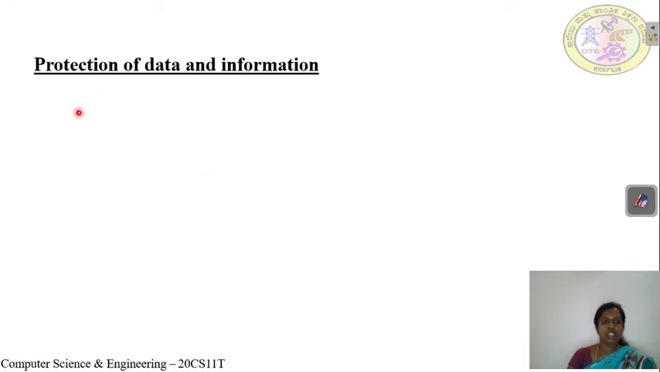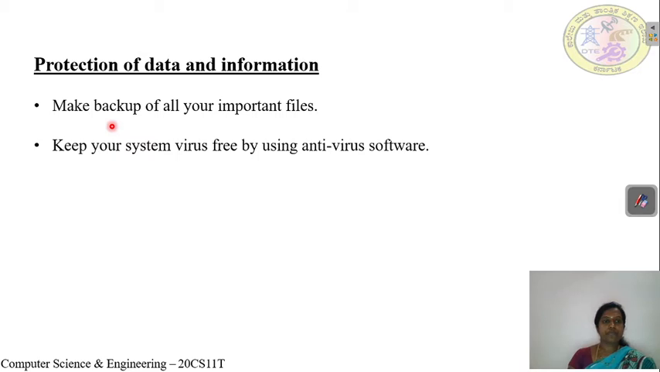Next, we move on to the protection of data and information. How can we protect the data? Make a backup of your important files. Whatever important data and files are present in your computer system, create a duplicate copy of them. Next, keep your system virus free by installing necessary antivirus software. Keep updating your computer system by using the necessary application software.